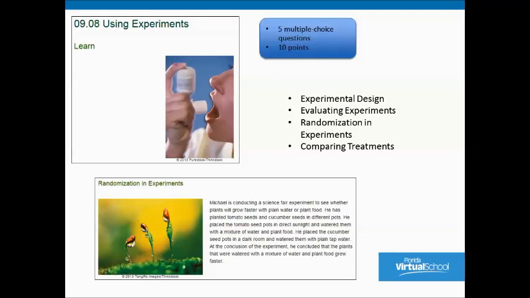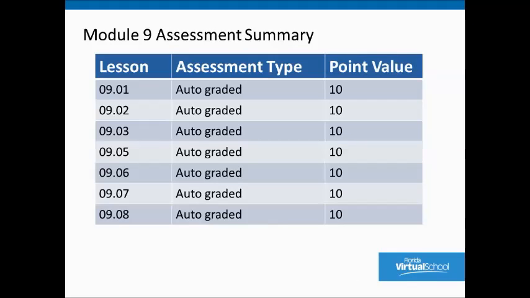908, using experiments. Students learn about experimental design, evaluating experiments, randomization in experiments, and comparing treatments. The assessment is 5 multiple choice questions worth 10 points. Assessment summary for Module 9. All of the assessments are auto-graded.